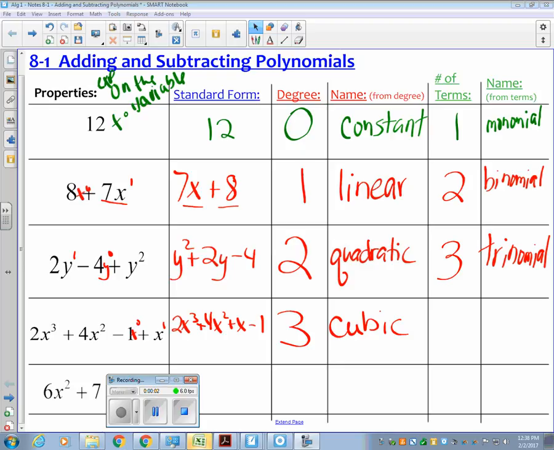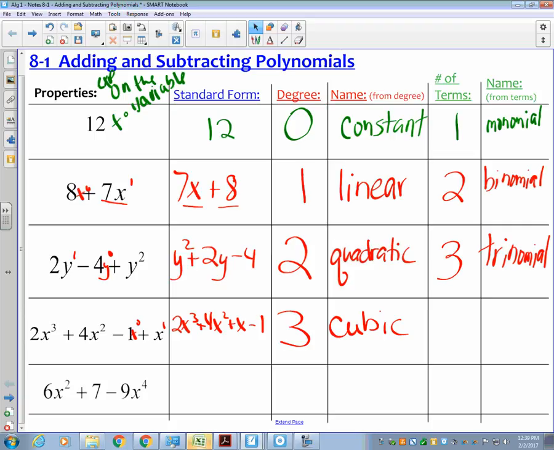All right, so we've been going over polynomial expressions. The first one is 12. It is like 12 to the x times 0. In standard form, it's 12. Its degree is 0. It is a constant. It has one term, and it's a monomial.